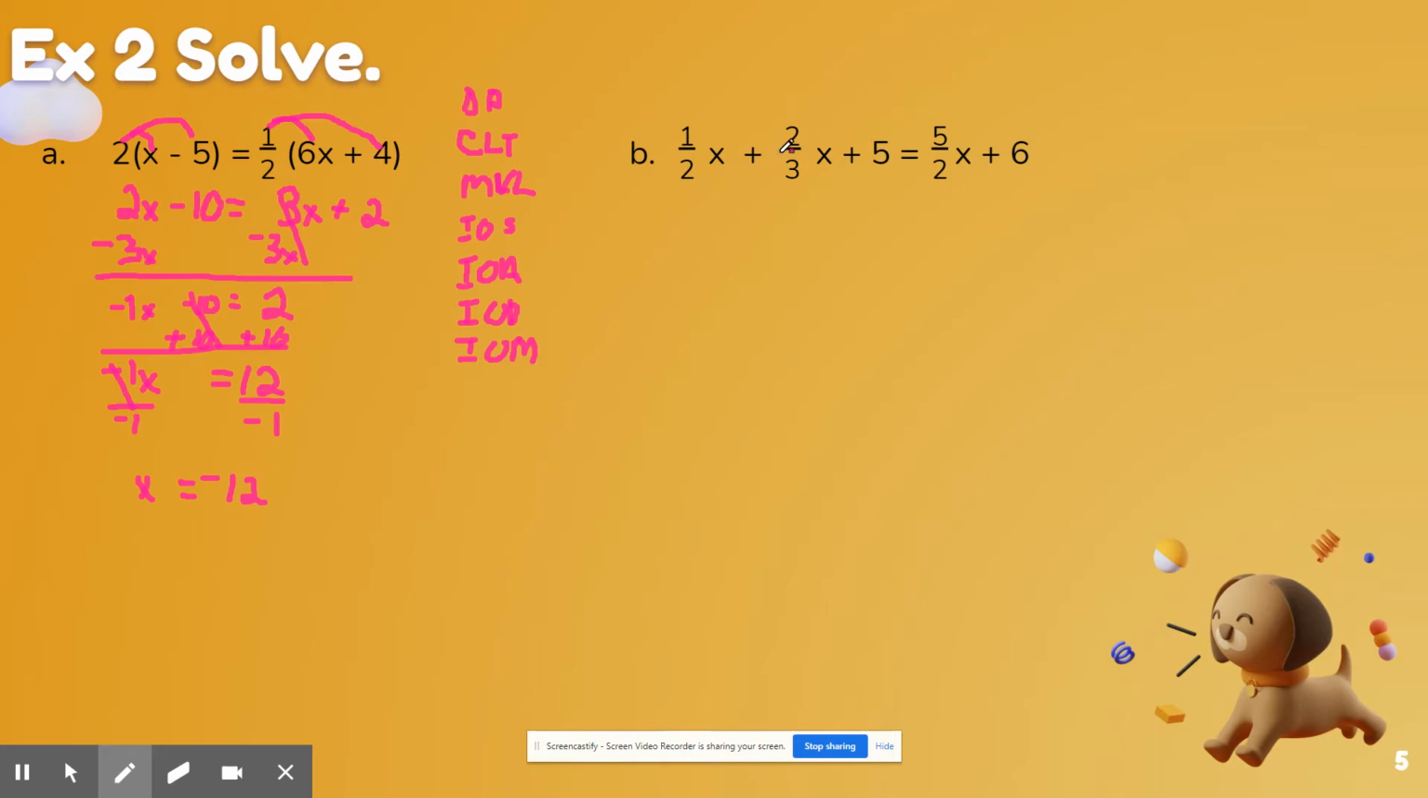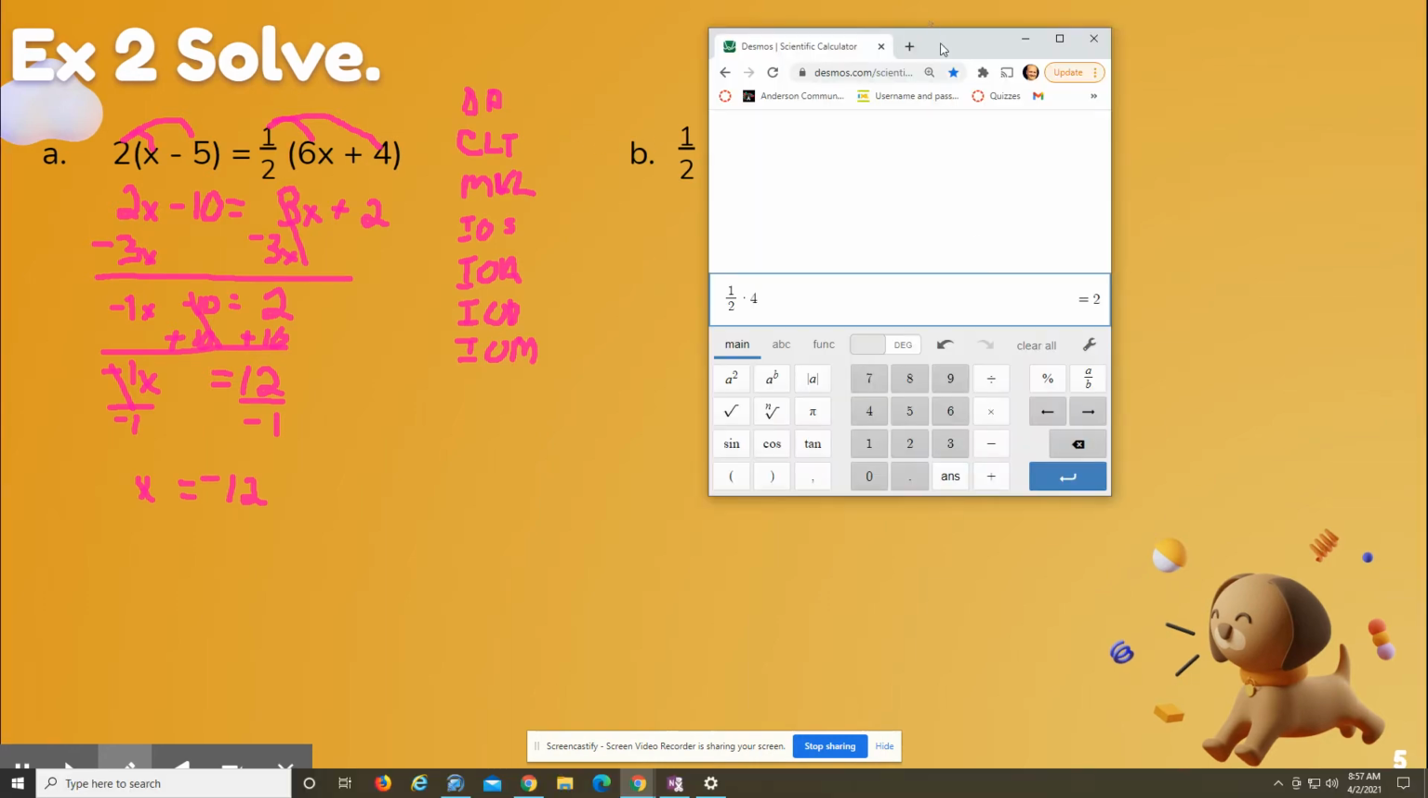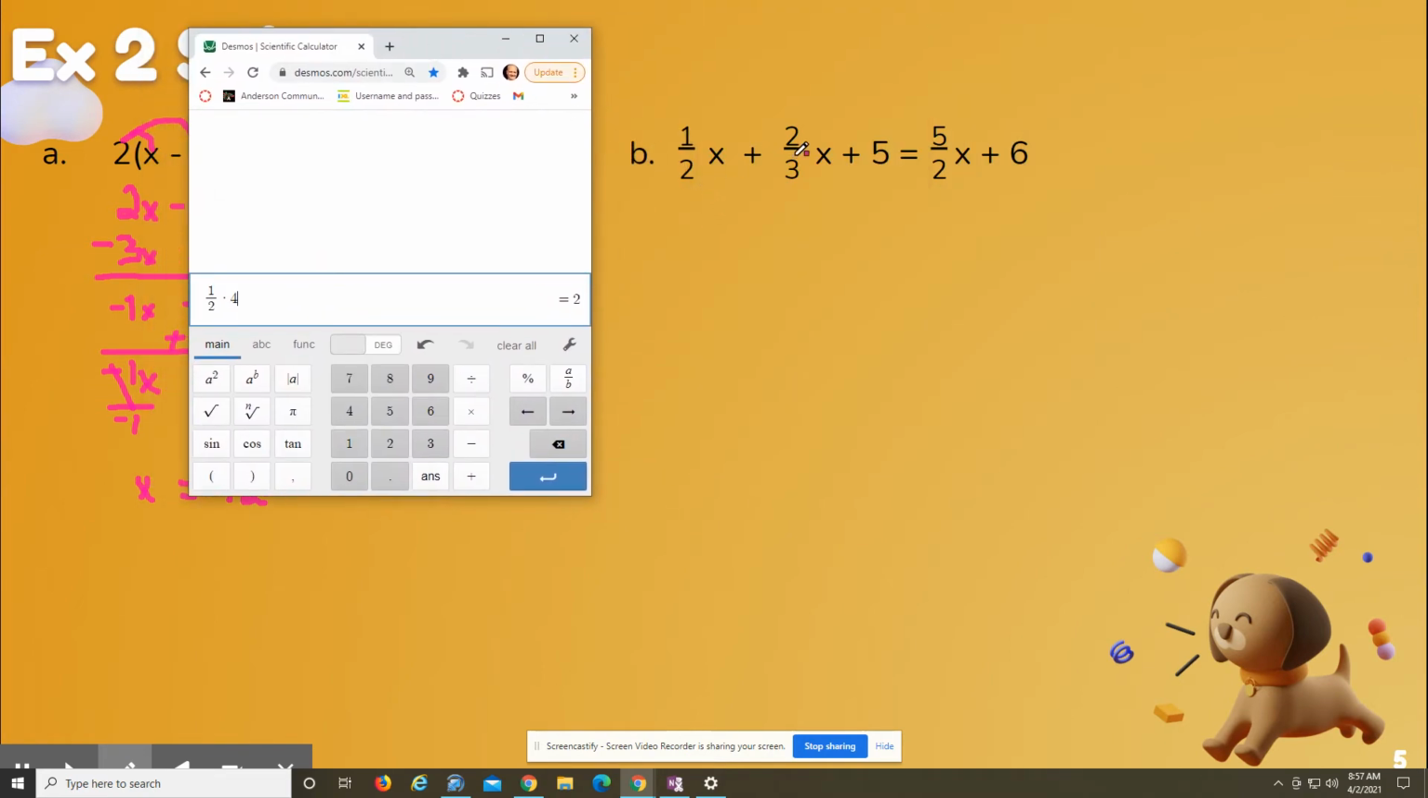It says 1/2 x plus 2/3 x plus 5 equals 5/2 x plus 6. Now, a lot of people get worried about this. We're going to combine like terms. There isn't distributive property. But all you really need to do is pull up your calculator and combine like terms, 1/2 plus 2/3. So you're going to type that in. 1/2 plus 2/3. And you'll notice it's going to give you a decimal. Just click this little circle here and it'll give you a fraction. You click the circle again, it'll give you a decimal. So this is going to be 7/6.